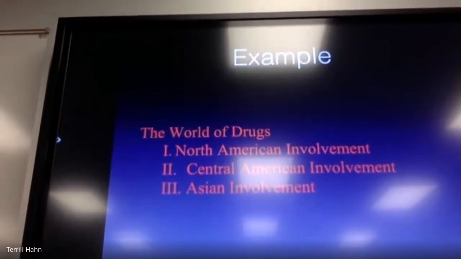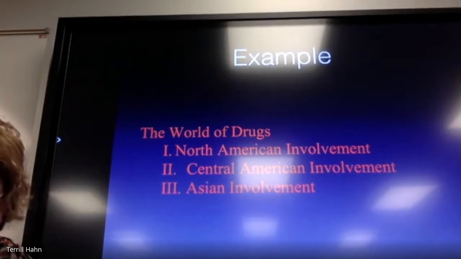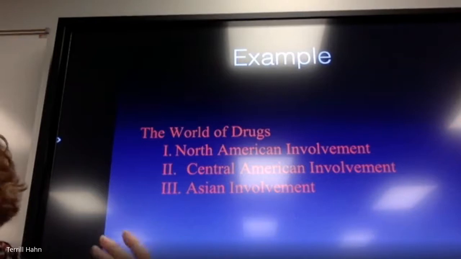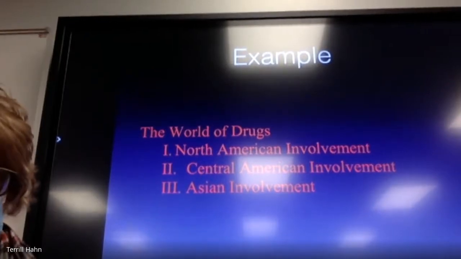So here's the example. The world of drugs: North American involvement, Central American involvement, Asian involvement. You could do that by splitting it up by state, county, city, country, continent in this case. If you're arranging it that way, that is a spatial organization.